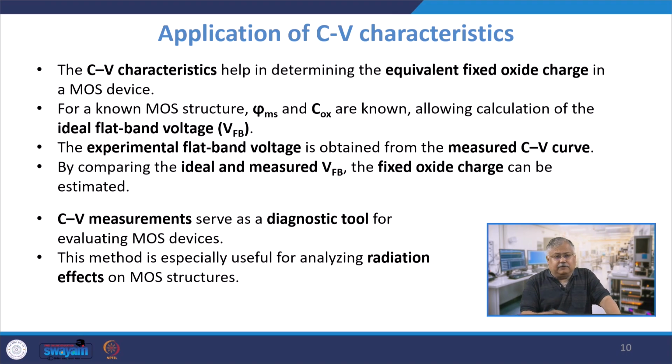We have already seen it in our previous discussion when we were looking at VFB. It was phi_ms minus Q_ox by C_ox which we were getting, right, and that is what we know as a MOS structure. Now, the experimental flat band is obtained from the measured CV. So, in the measured CV you try to find out that position where the flat band, its corresponding capacitance will be flat band capacitance and the voltage will be VFB.